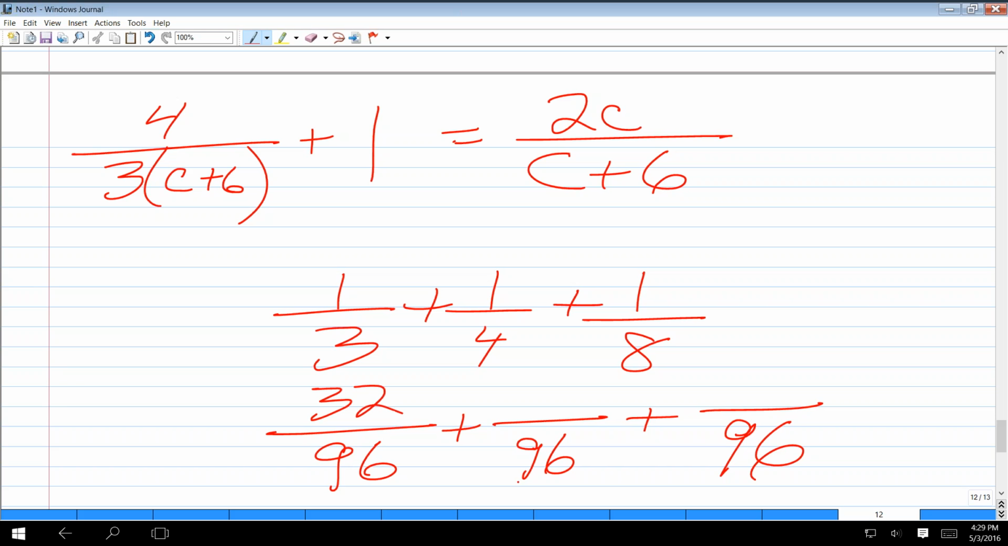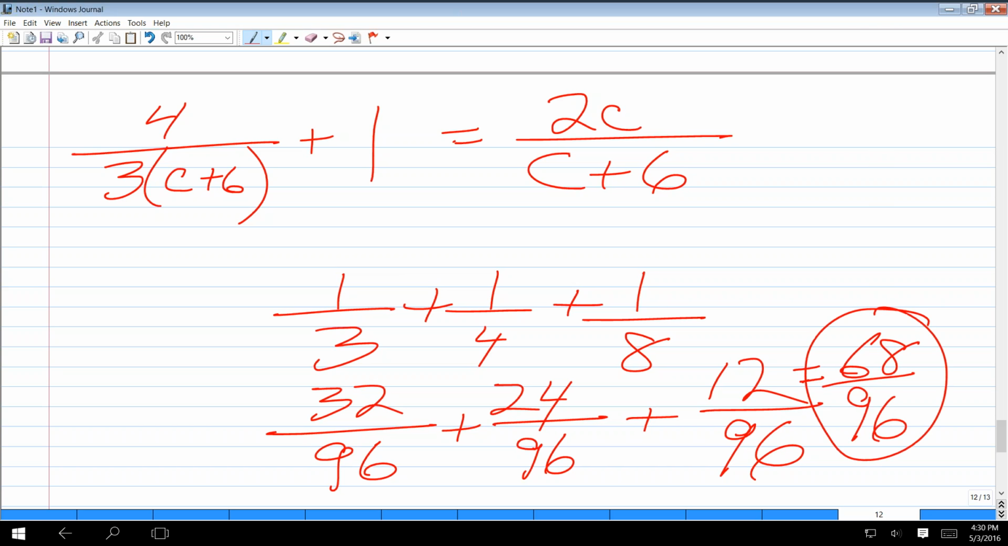This now has to be 32. This has to be 20, 4 goes in. Notice how much harder it is. 24, and this has to be 12. And now I get an answer that's 12 plus 24 plus 32, that's 68 over 96, and now I've got to do a ton of math to simplify that.